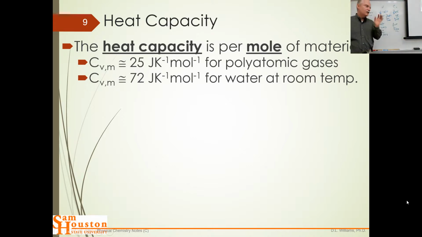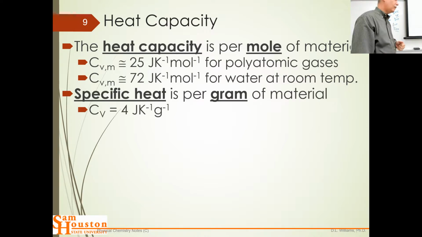So here's some materials for polyatomic gases. If you do these, various heat capacities, about 25 joules per mole Kelvin, 72 joules per mole Kelvin for room temperature water. Now the heat capacity term is the per mole term. You might hear specific heat. And so whenever people put the specific term in there, they put that word specific. Yeah, it's per gram. So they're talking about masses then.